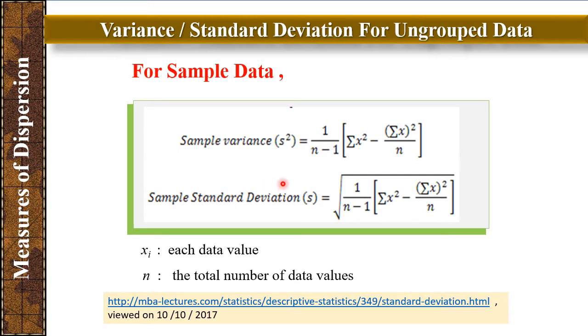Okay, I already mentioned earlier, this is the formula for the sample case. So remember, for the sample case, the significant difference here is that we have n minus 1 outside.